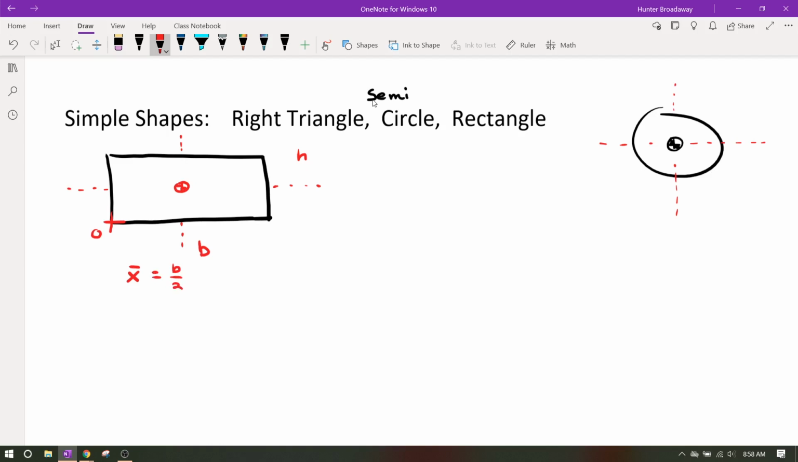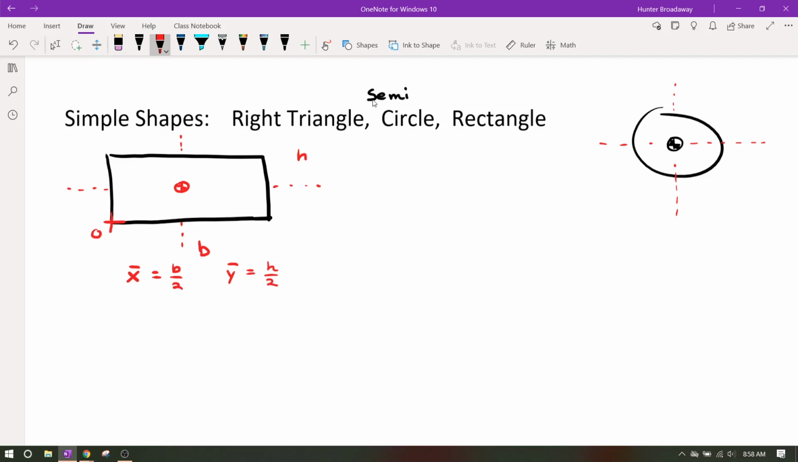Okay, and the y bar is going to be the average of where all of the y stuff is. This is going to be located at the height divided by 2. So that's going to be h divided by 2. And this is in general how we calculate centroids.